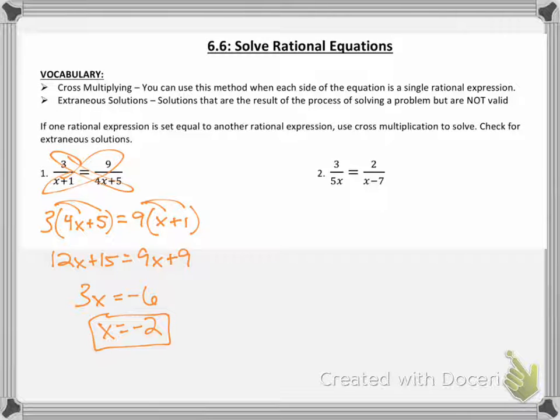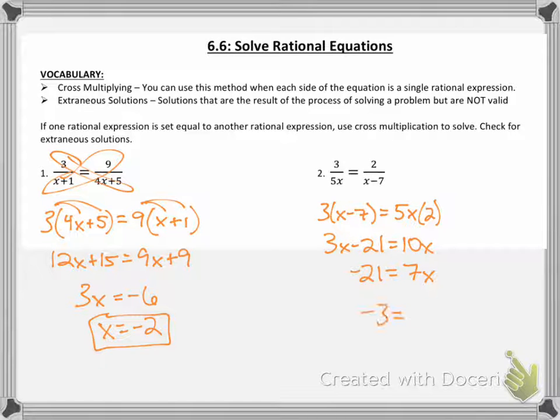Same thing here for number 2. We're going to cross multiply: 3 times x minus 7 equals 5x times 2. So we'll get 3x minus 21 on the left, 10x on the right. Subtract the 3x, and we get -21 equals 7x. Divide by 7, and -3 equals x. Same deal, we plug it quickly into the denominator. 5 times -3 is -15. -3 minus 7 is -10. Again, since these are proportional, your denominators aren't going to match. As long as they're not 0, you're probably in good shape. So those two answers are great. All is well with that.